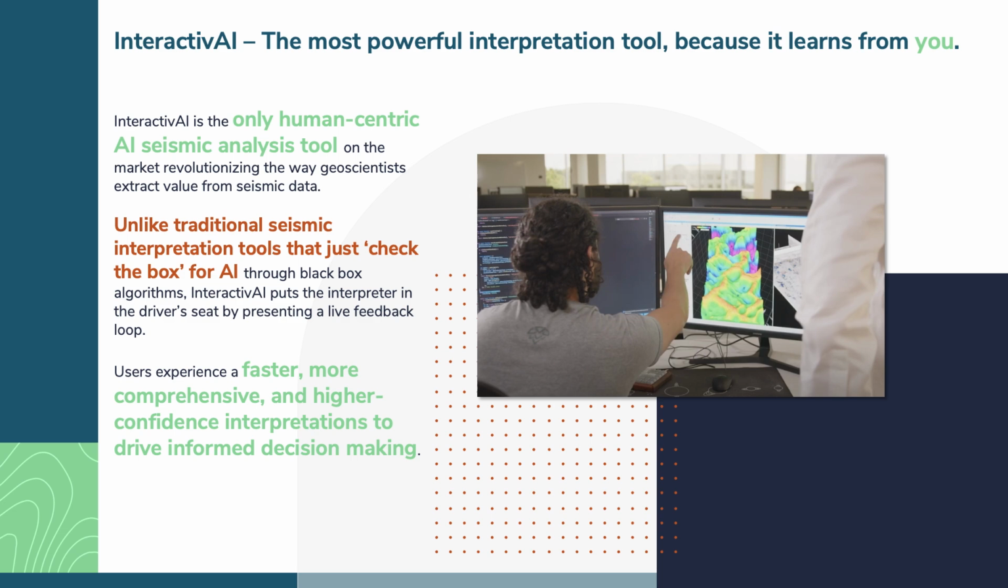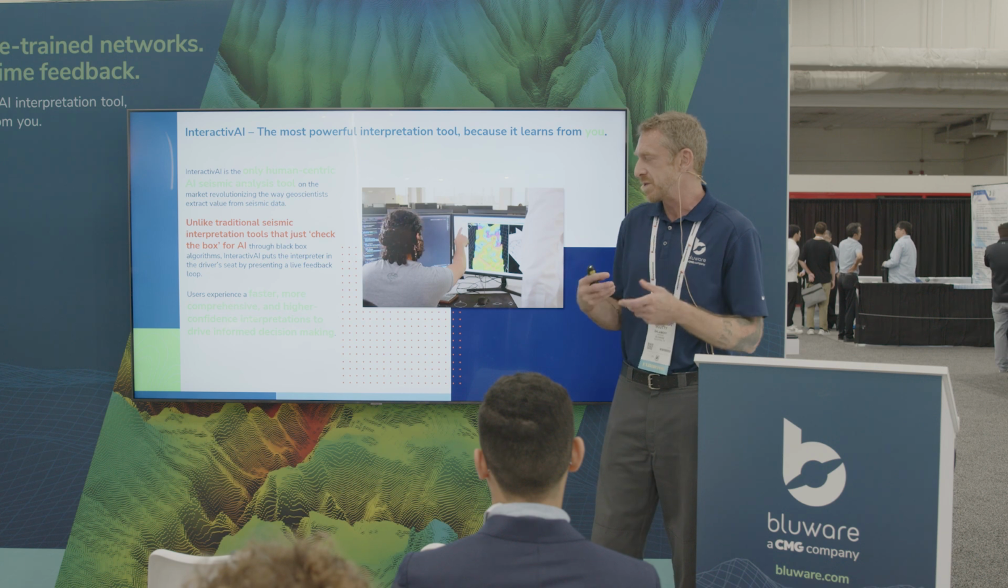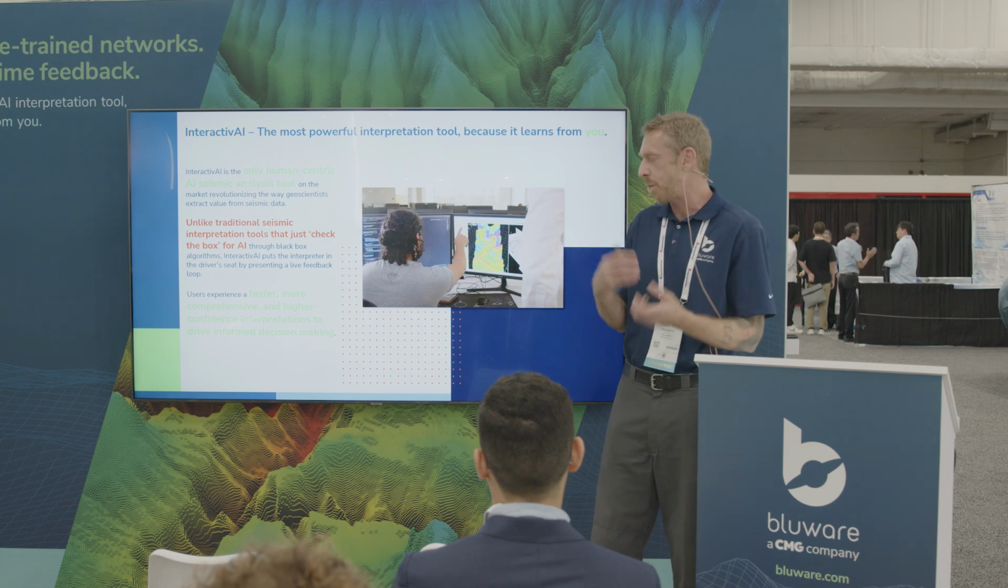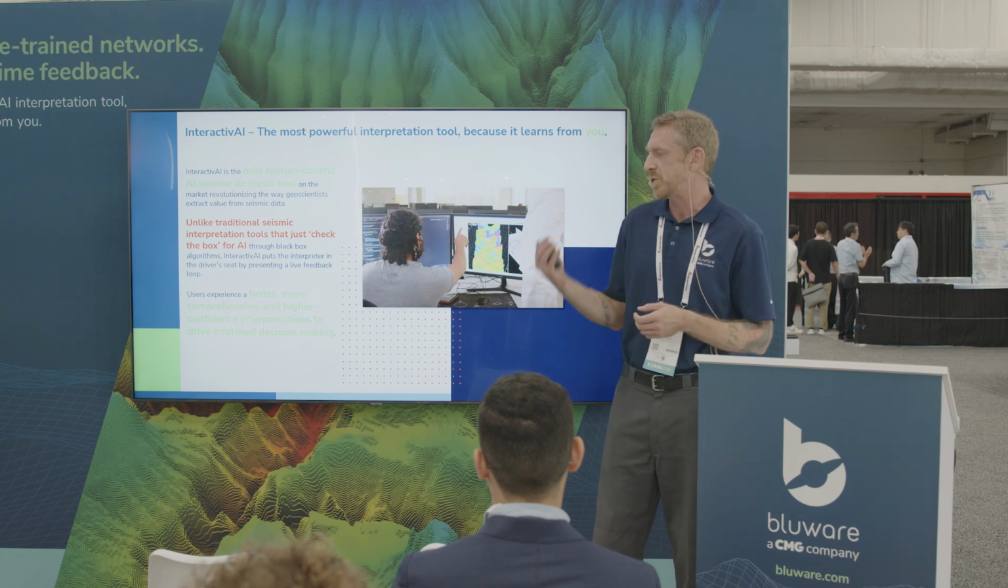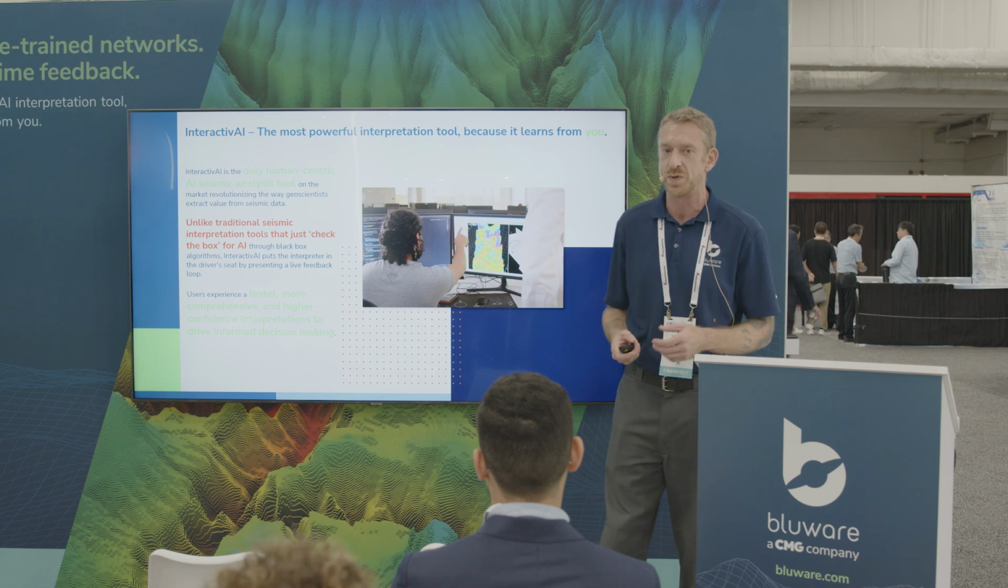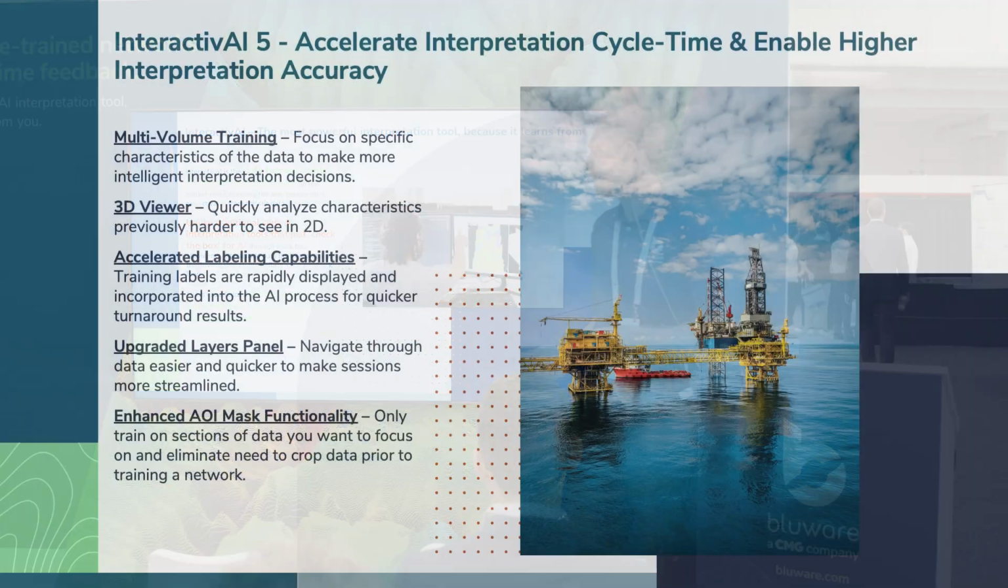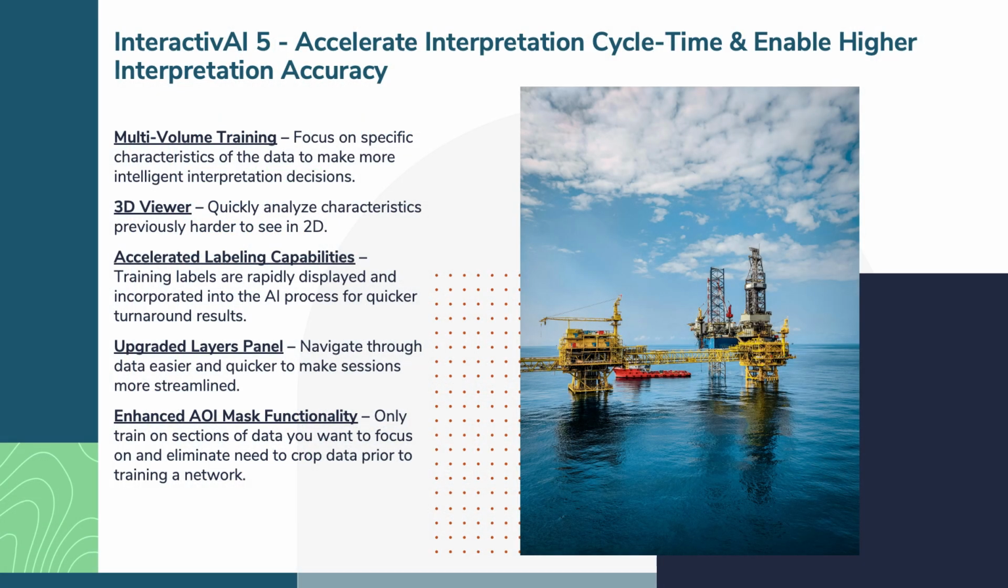And of course, this results in a much more comprehensive, faster and higher confidence output when compared to manual interpretation methods or traditional deep learning interpretations. Interactive AI 5 specifically has a bunch of new features that we think are going to really improve your quality of life, so to speak.